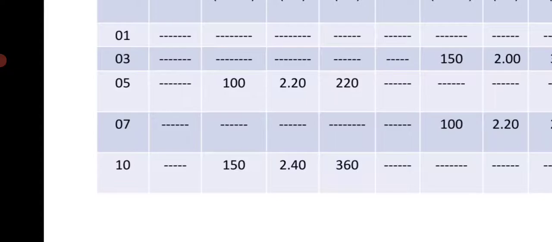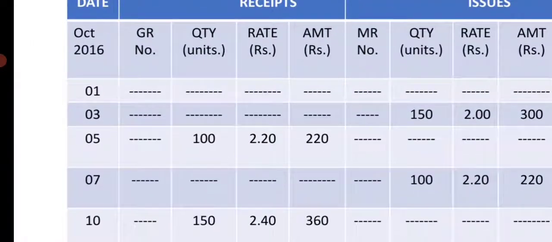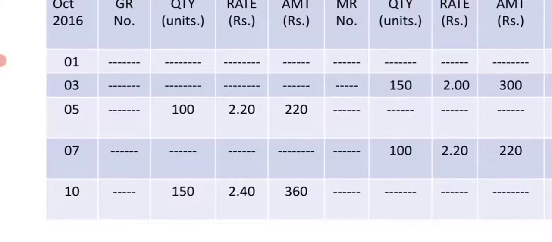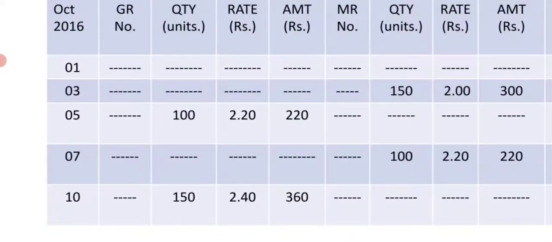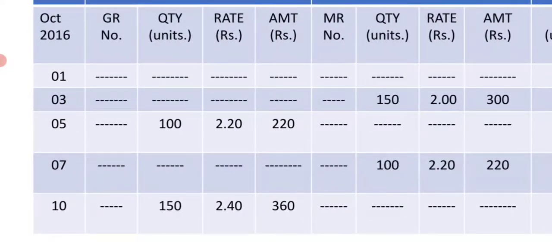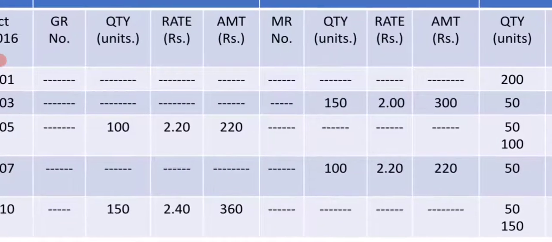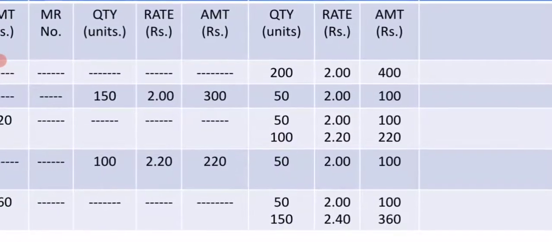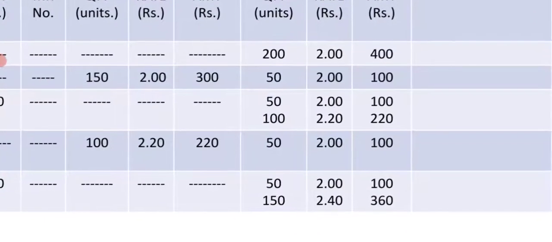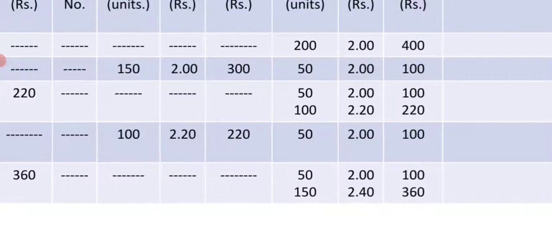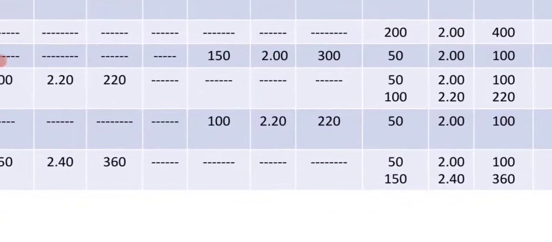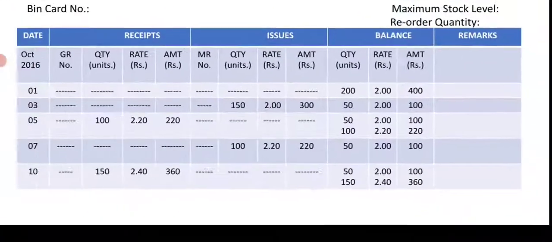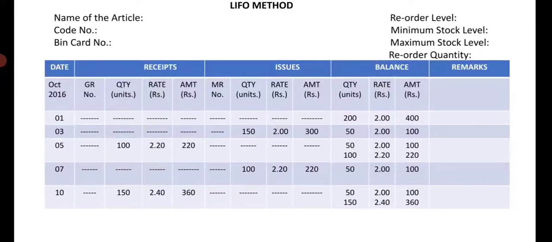Purchased 150 units at the rate of 2.40. So purchases are written on the receipt column. Quantity is 150 units, rate is 2.40. So 150 into 2.40, 360 rupees. Next we will write down the balance. So 50 units at the rate of 2.00, 150 units at the rate of 2.40, that is 360, that is the purchases.